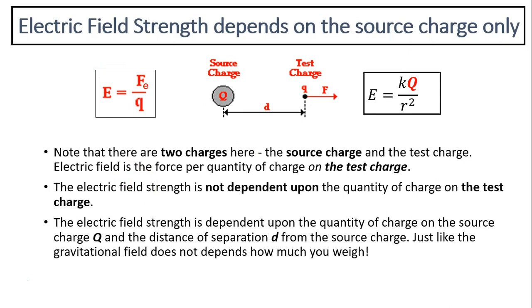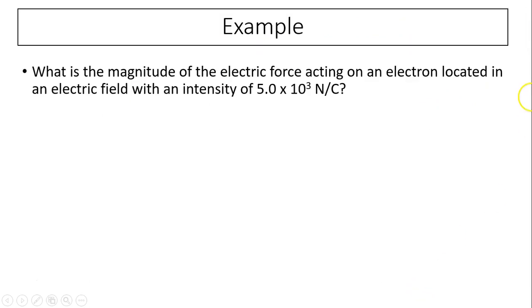So electric field strength depends on the source charge only. It has nothing to do with the test charge. It's almost like little g, 9.81, does not depend on your mass or my mass. It depends on the mass of the Earth. So note there are two charges here, source charge and test charge. Electric field strength is not dependent upon the test charge at all. Electric field strength only depends on the source charge, big Q, and how far away from that charge, R, or D, sometimes we use interchangeably.